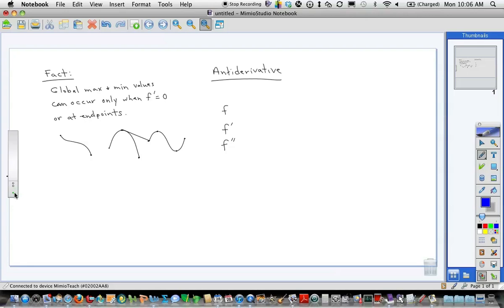If we go in reverse, that's doing the antiderivative. If you go from f double prime to f prime, we say you're taking the antiderivative. If you go from f prime to f, you're taking the antiderivative. And then what is the antiderivative of f? Capital F. And then we typically don't go above that.